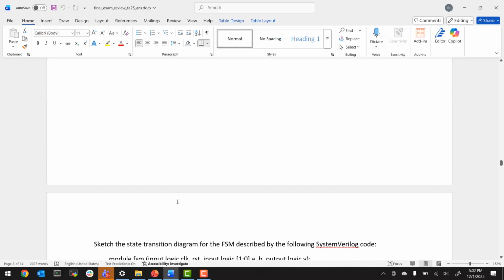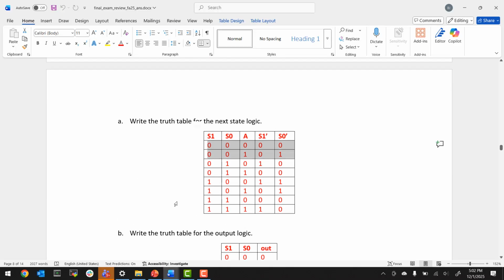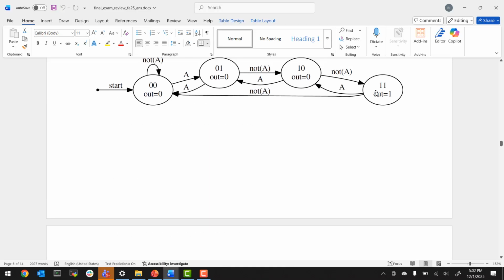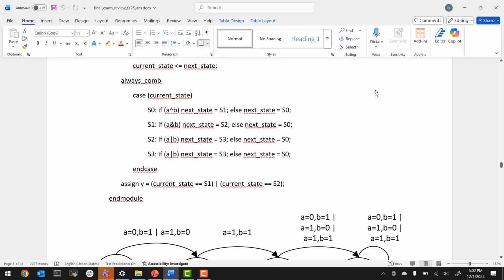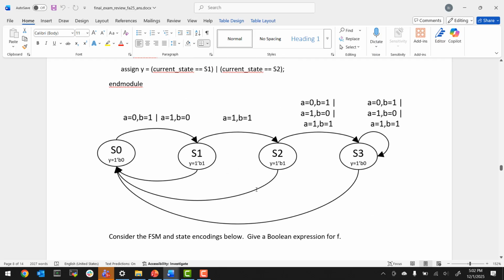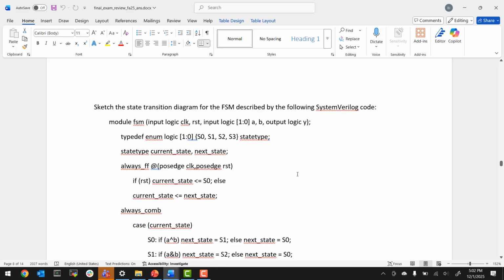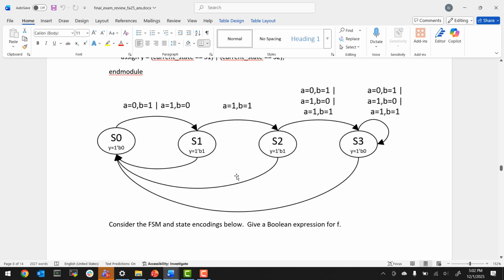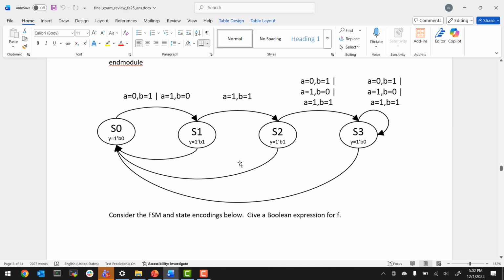No, it's not. Is Y? I thought it was AND. Yeah. Well, that's not right. It says assign Y current state S1 or current state. Oh, I'm sorry. This code is for this design, this state machine. Sorry, not the one above. It's this one. Right, it's a different one. Same idea though. So basically, write SystemVerilog for this state machine.